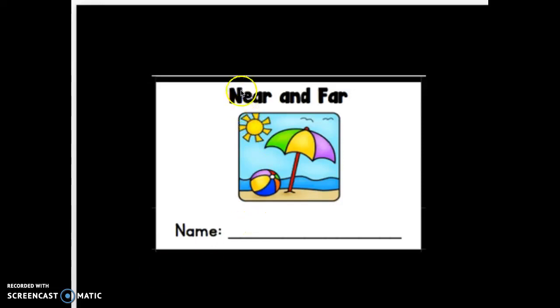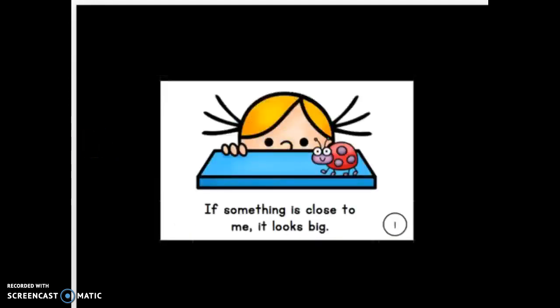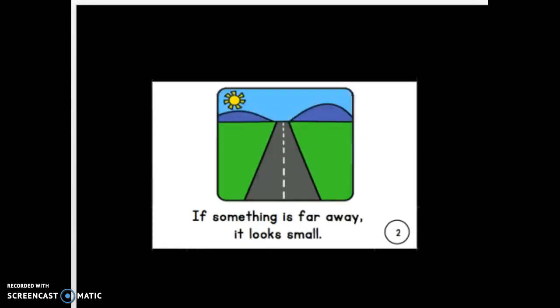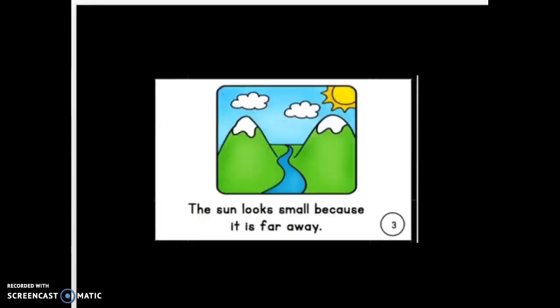This book is going to teach you about near and far. If something is close to me, it looks big. If something is far away, it looks small. The sun looks small because it is far away.